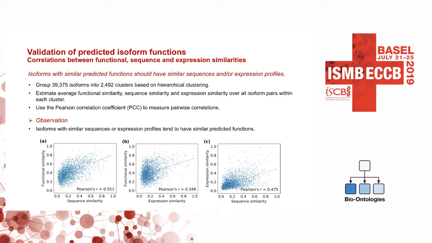The results clearly show that isoforms within groups with higher sequence similarity or expression similarity tend to have more similar functions. Interestingly, we found moderate correlation between the sequence similarity and the expression similarity, which may imply why these two kinds of features can be combined to improve the functional prediction.